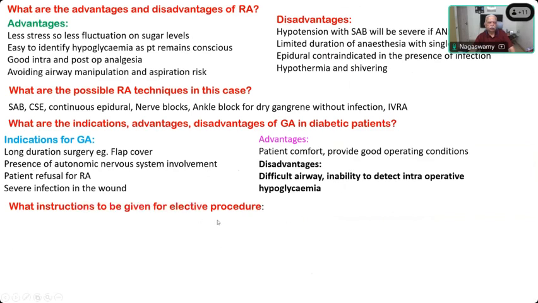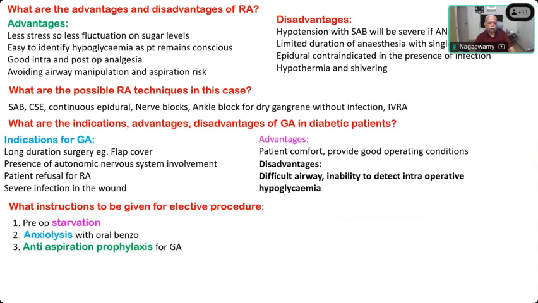What instruction to be given for elective procedure in the diabetic patient? Fasting guidelines, sir. Fasting guidelines. Always start with that. Anxiolysis with the oral benzodiazepine. Anti-aspiration prophylaxis if you are planning for GA.